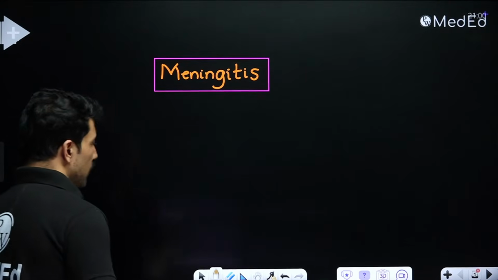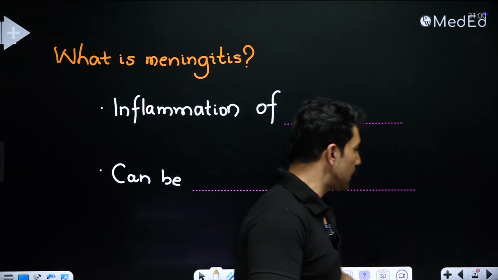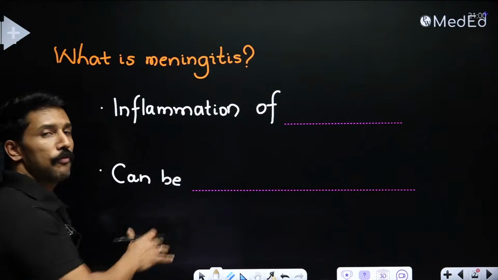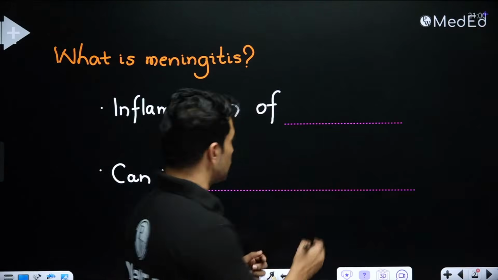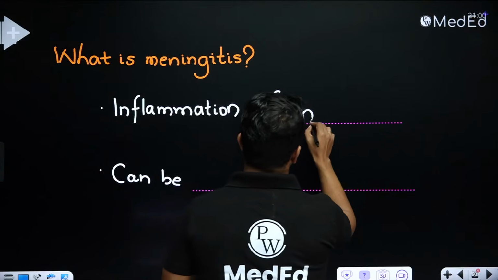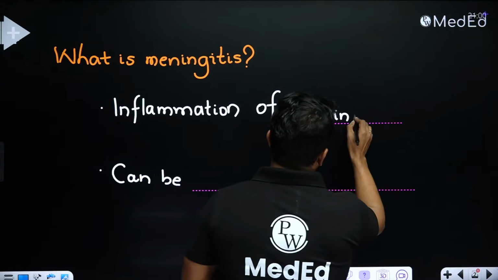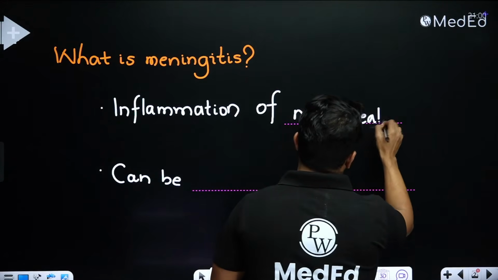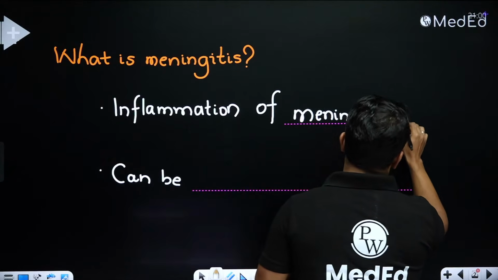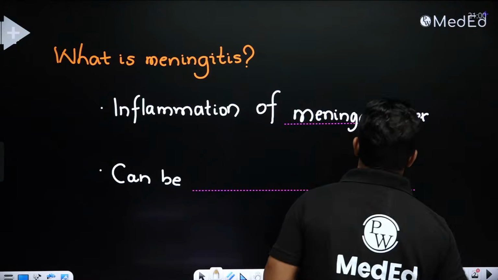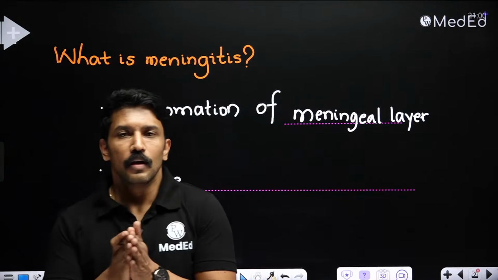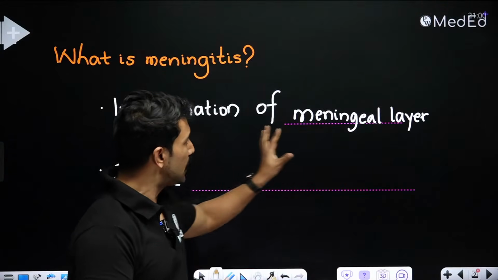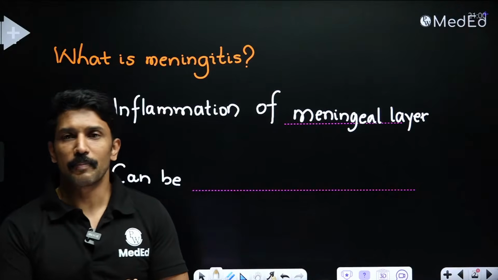What is meningitis? So when we talk about meningitis, we know that it is inflammation of meningeal layers. You know that we have meningeal layers, pia matter, dura matter, arachnoid matter. So the inflammation of these meningeal layers is what we call as meningitis.